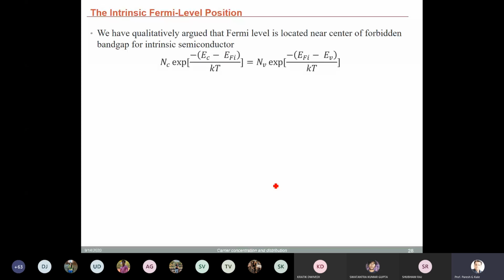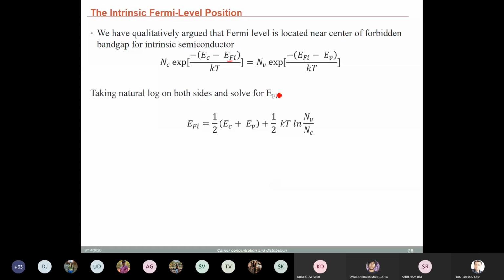So we have already argued qualitatively that the Fermi level has to be near the center or in the middle of the band gap. Some mathematical manipulations using the natural log, and we get this particular expression. Now what do you know? This is (EC + EV)/2, and the second term is KT ln(NV/NC).